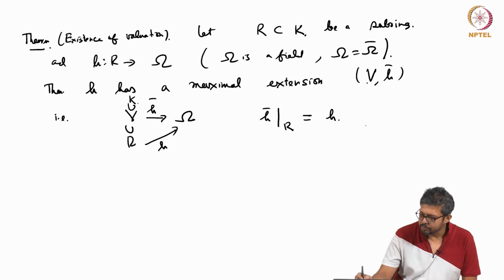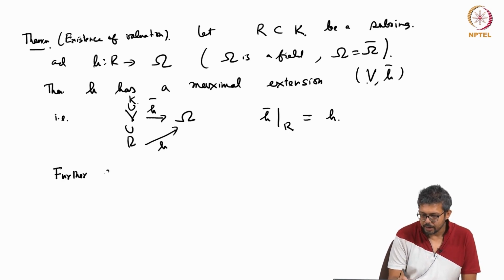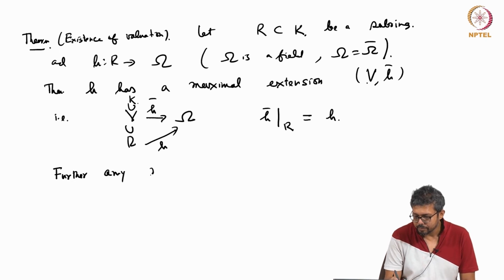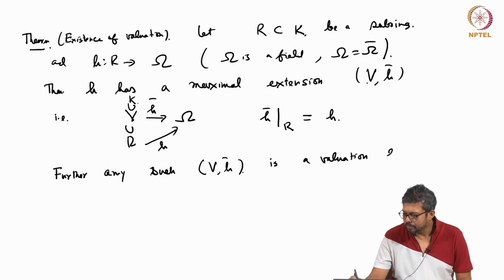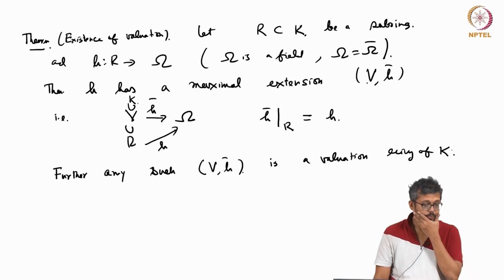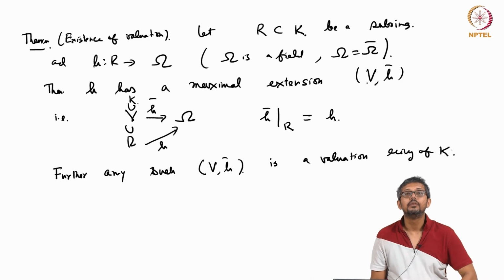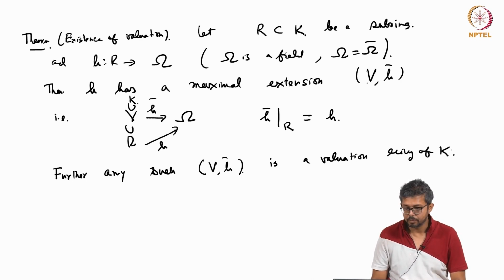First of all, there is such a maximal extension. Further, there need not be a unique one. Further, any such maximal extension (V, h bar), or any such V, is a valuation ring. Okay, so this is how you prove existence.